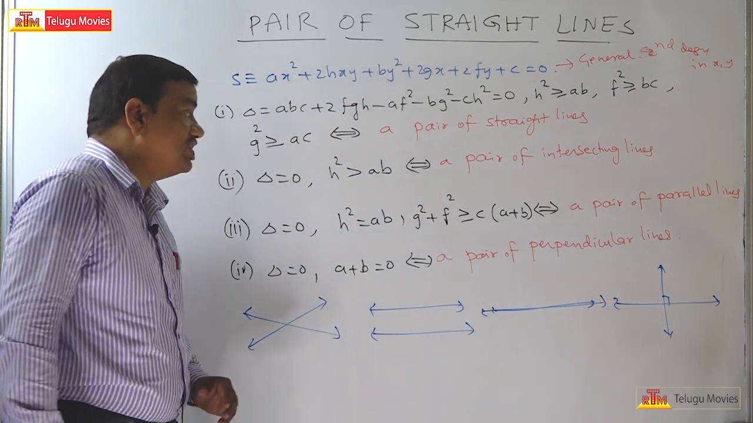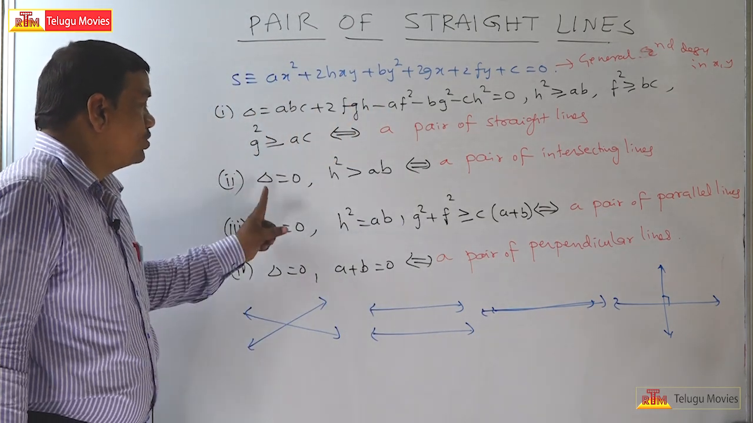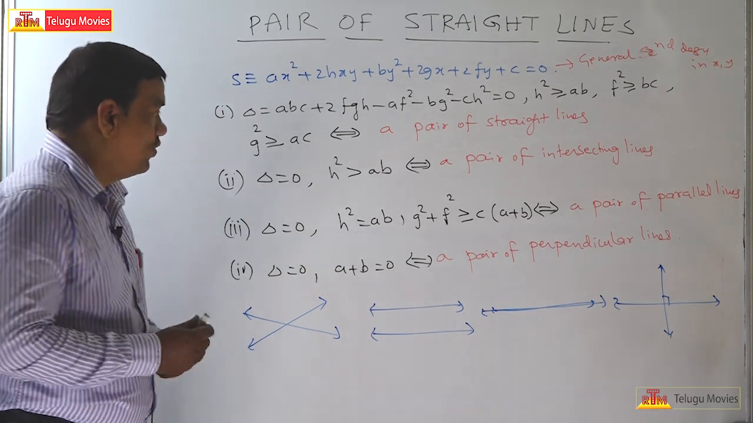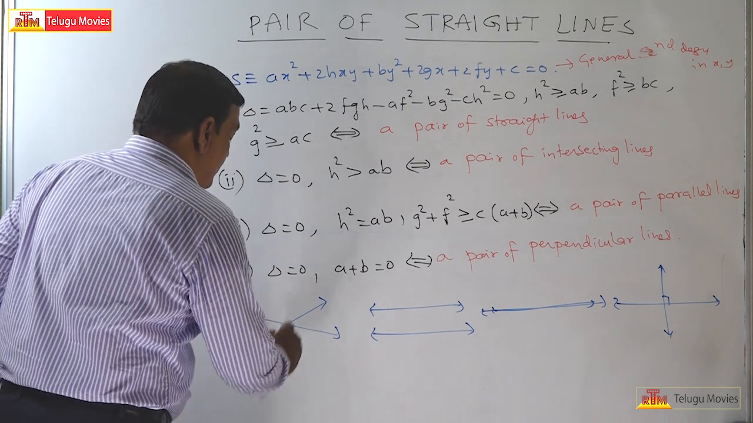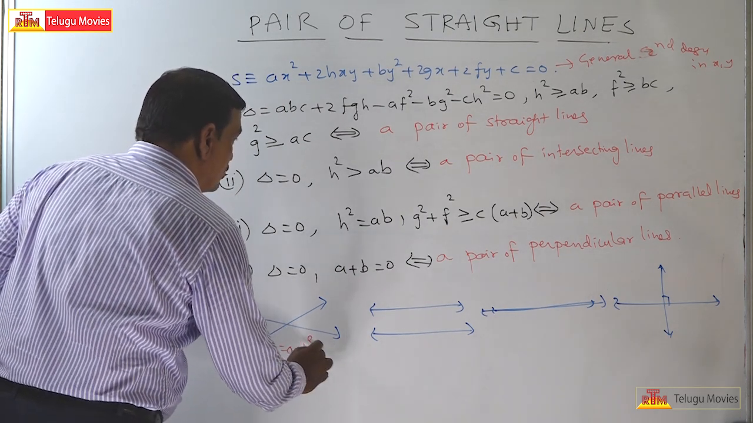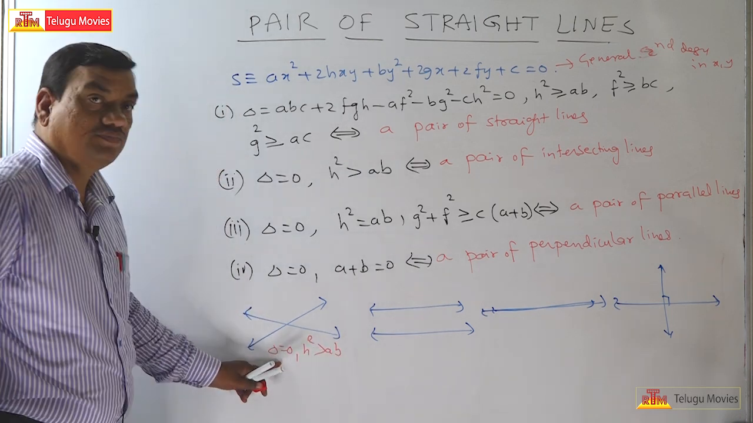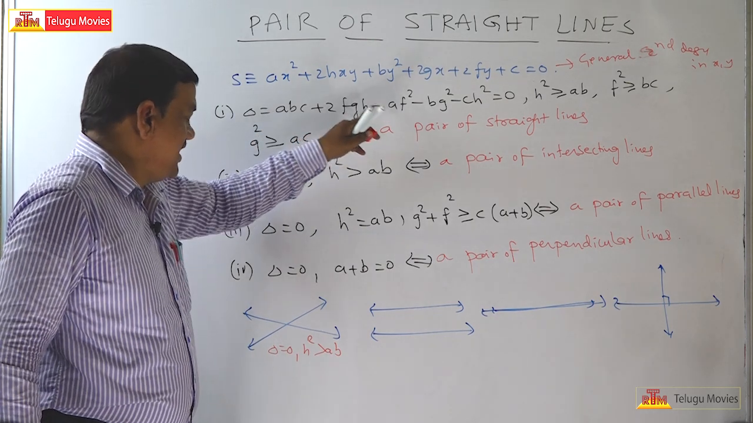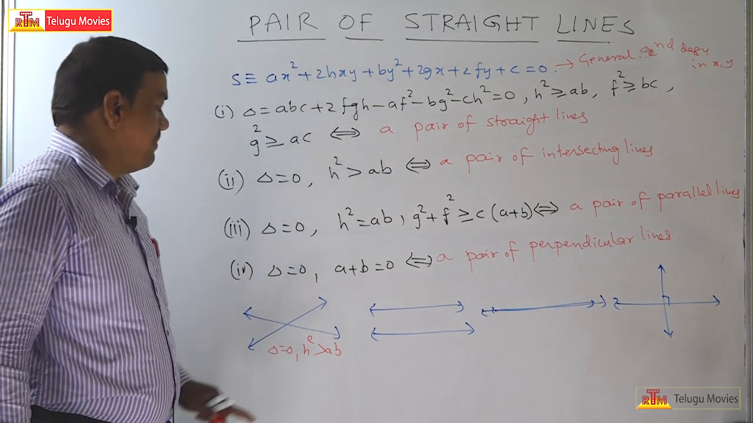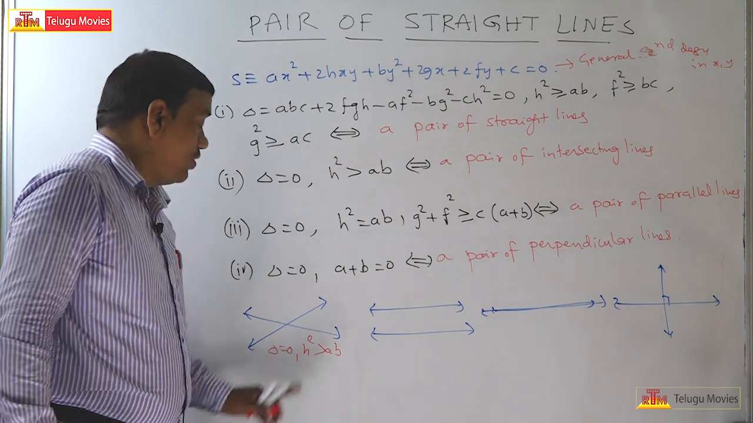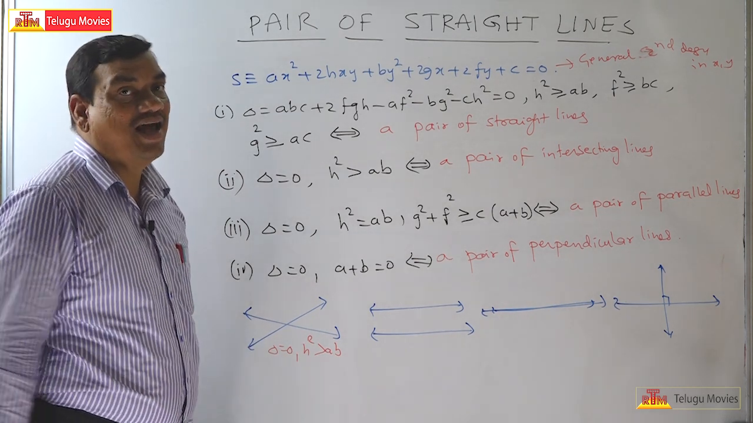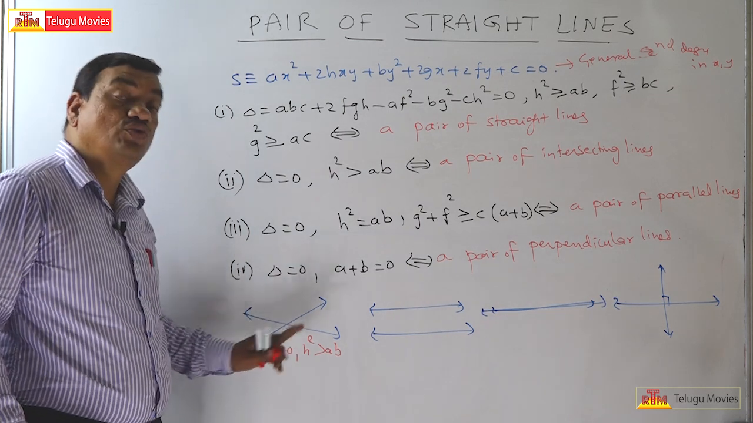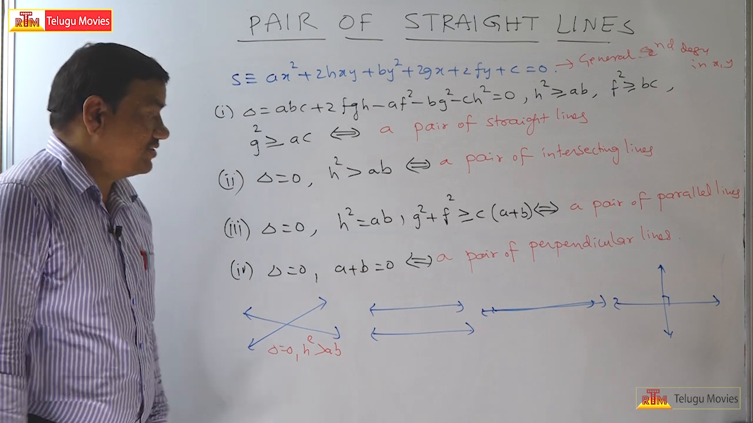Now, what are the conditions to represent intersecting lines? To represent intersecting lines, the condition is delta is equal to 0 and h square is strictly greater than ab. Delta means this value: abc plus 2fgh minus af square minus bg square minus ch square. Its value is 0 and h square is strictly greater than ab. Then those two lines are intersecting lines.